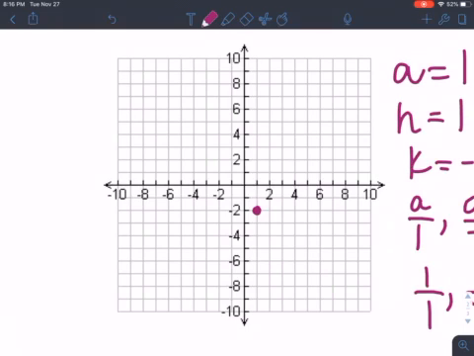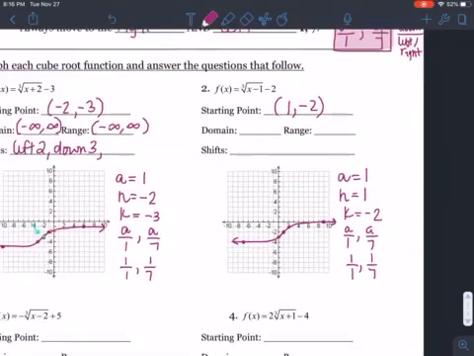So I'm going up 1 over 1 in the positive direction, up 1 over 1, 2, 3, 4, 5, 6, 7, down 1 over 1, 2, 3, 4, 5, 6, 7. This is my cube root graph.